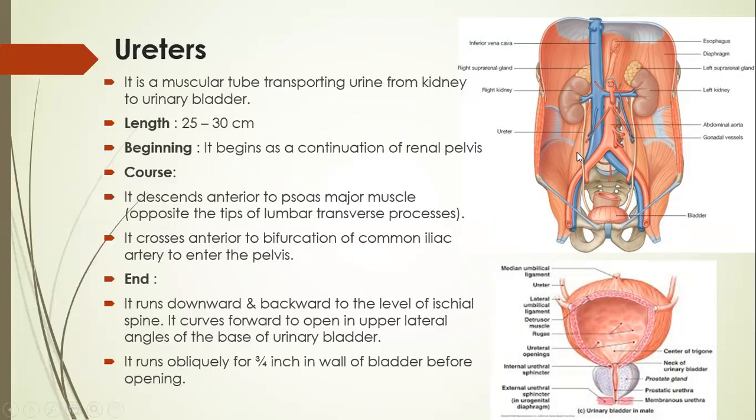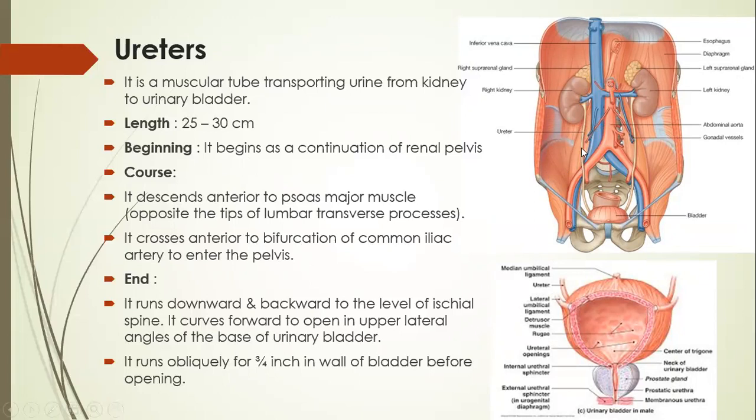As you can see, this is the psoas major muscle. So it descends anterior to the psoas major muscle, opposite the tip of the lumbar transverse processes. So behind that will be the transverse process of the vertebrae. Okay. It crosses anterior to the bifurcation of the common iliac artery to enter the pelvis.